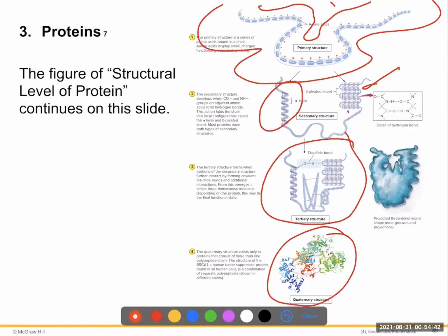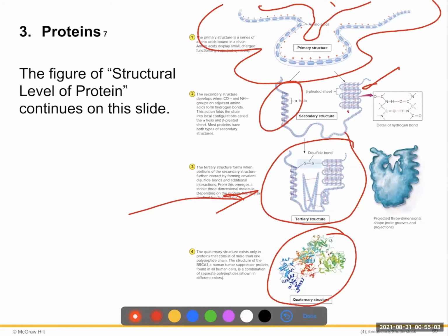Now, some are active right here. Some only have the one strand, they form the three-dimensional structure, and they go off and do their thing. I think insulin's that way. Insulin's just a single amino acid strand. But a lot of the other ones are quaternary, where they come together and form more than one of these units that are formed.